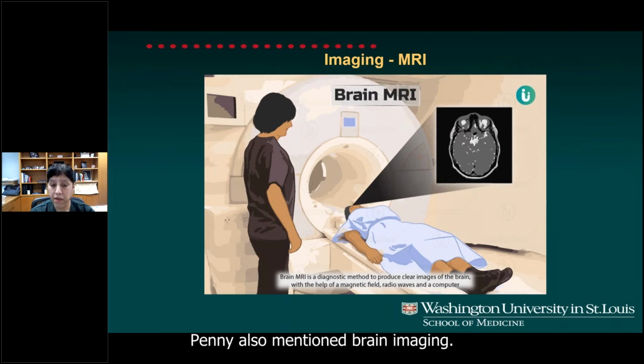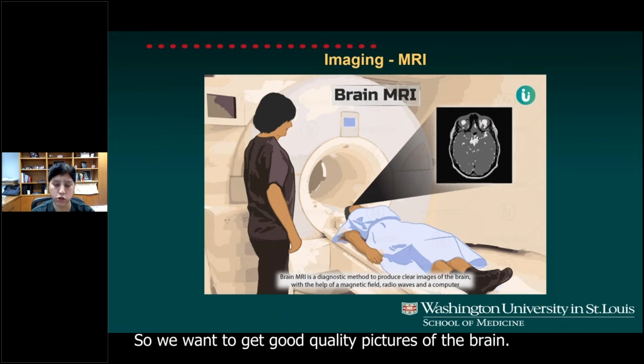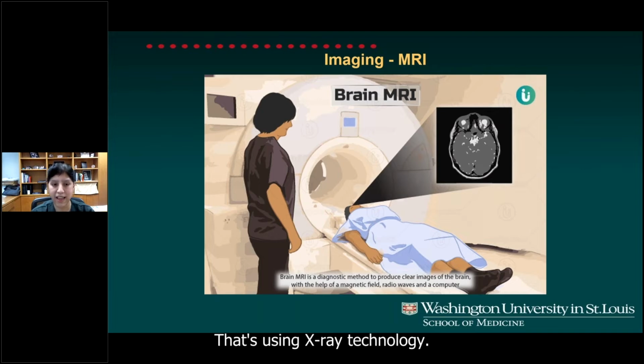So Penny also mentioned brain imaging. So that's the business end of where FTD acts. So we want to get good quality pictures of the brain. Some of you may have had CAT scans of your brain for one reason or the other. That's using X-ray technology. So it tells us plenty in an emergency room setting, but it lacks the fine-tuned details that we can get from a brain MRI. This is a cartoon of what a brain MRI looks like, and kind of in the upper right is a pretend image of the type of information we can gather.